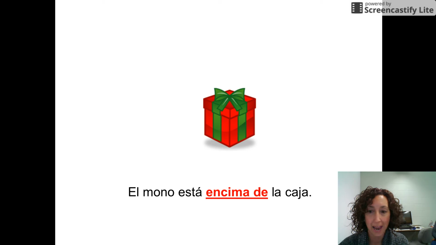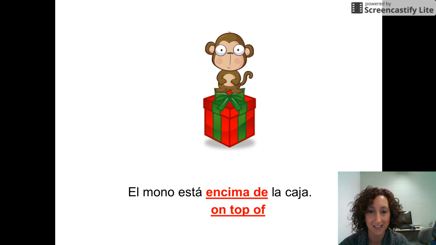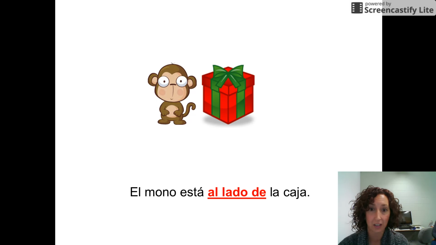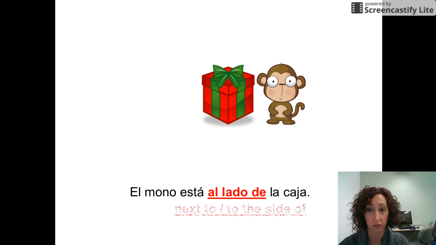The next one is encima de. El mono está encima de la caja. So you can see here the monkey is directly on top of, encima de la caja, on top of the box. The next one is al lado de. El mono está al lado de la caja. Este está al lado de o este. So you can see al lado de is next to or the side of either the left or the right. So you can be specific with the two previous to this, or be more general and say that the monkey is on the side of, al lado de.